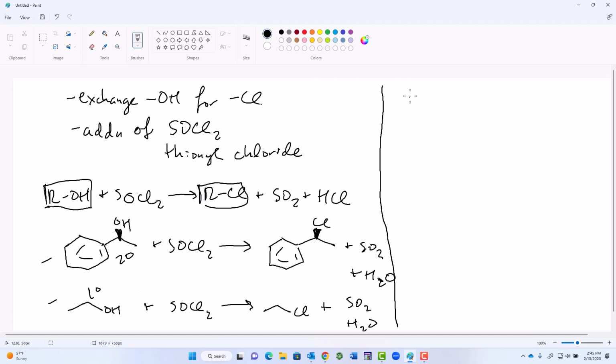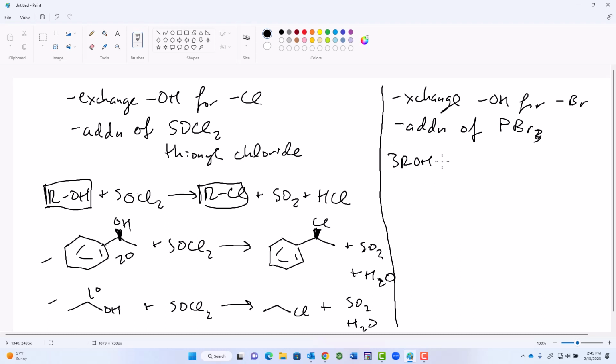Another reaction we see is we can exchange OH for Br, and this is done by the addition of phosphorus tribromide. So the reaction scheme for this is we have 3 ROH plus PBr3 goes to, we generate 3 equivalents of the alkyl bromide, and we generate the phosphonate. Generally, we would just write 1 equivalent of the alcohol and generating 1 equivalent of the alkyl bromide, but understand that we do require 3 of each of these to make the reaction go forward.